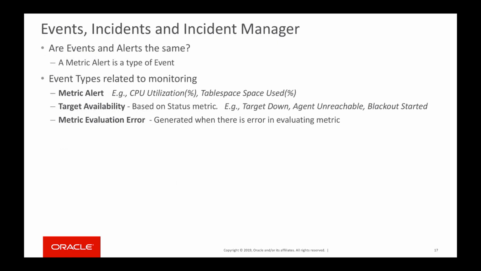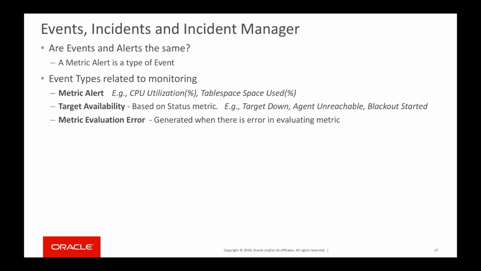So we have been talking about events, alerts, and incidents. But you may wonder, what is an incident and how is that different from events? Another question we often get is, how is an event different from an alert? So let's clarify those questions here. When Enterprise Manager detects an issue in target monitoring, it generates an event. And please note, it is not an alert that it raises here, it's an event. And that event could be a metric alert event, a target availability event, or a metric evaluation error event, depending on the type of the metric which triggered the event generation.